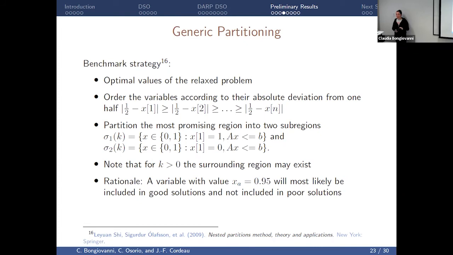And then they partition the region taking, for example, X1. They either set X1 to 1, or X1 to 0. What is the rationale here? The rationale in the literature is that a variable that, for example, has a value of 0.95 in a relaxed solution, maybe in an integer solution, this variable is more likely to be 1. So it is a heuristic, if you want. It's a very simple heuristic, which has been developed in the literature.